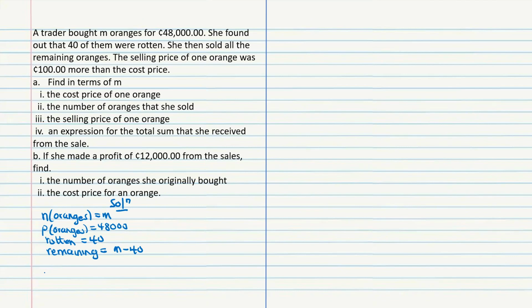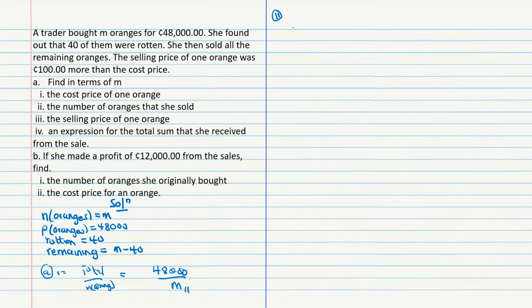In this case, we are going to solve it as the cost of each, the total amount divided by the number of oranges, right? The total amount was given as 48,000, and the number of oranges was M. So this is our first solution, the cost price of each orange: 48,000 divided by M. Then let me continue from here since my screen is small.